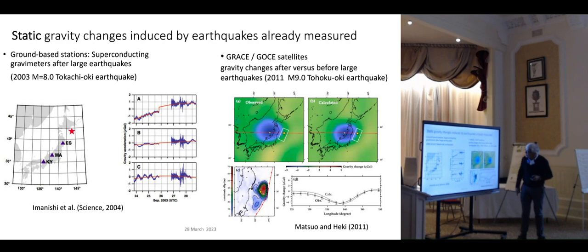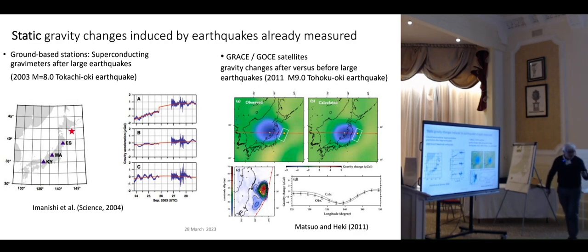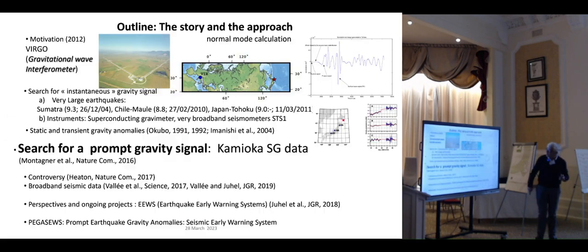It was also observed from satellite, GOCE and GRACE, before and after the Tohoku earthquake. But again, it was the static gravity change. What we look for is a transient signal during the earthquake, and it was never observed before.